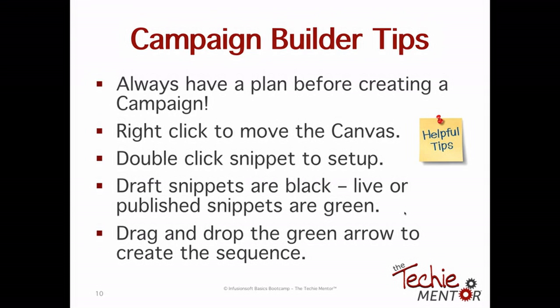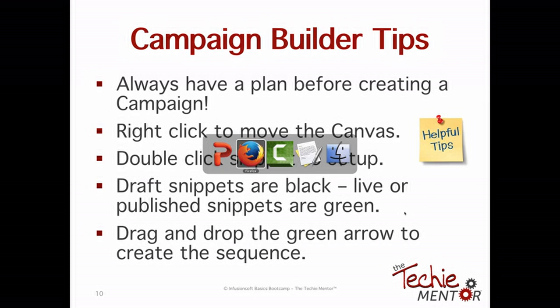So again, campaign builder tips. Always have a plan. You can right click to move the canvas. You can double click to set it up. Those are called snippets. Draft snippets are black. Live or published snippets are green. So look at the little corner.